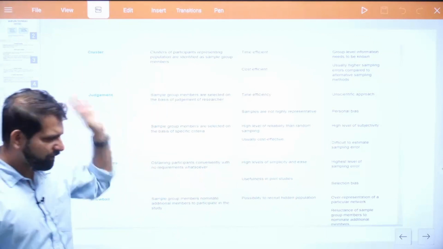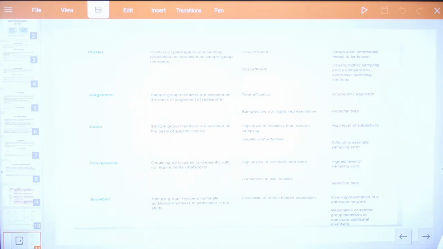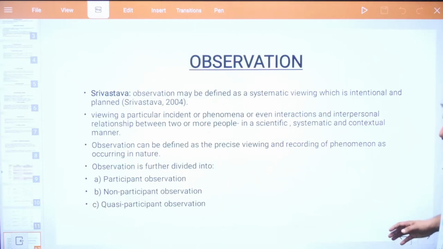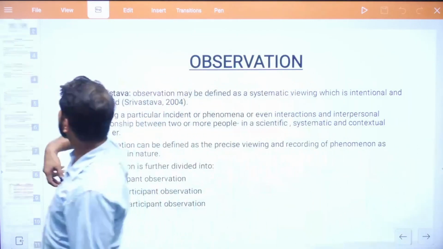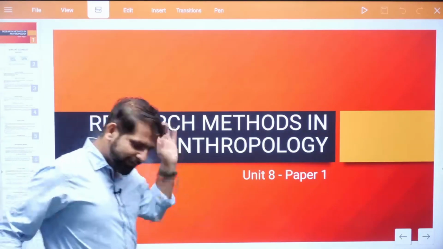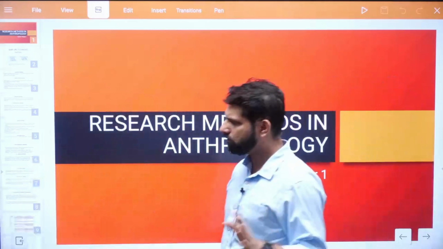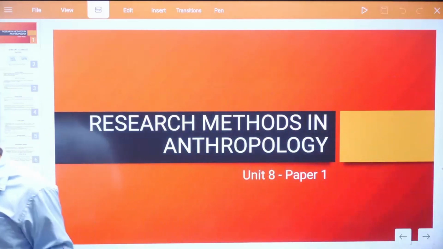So these are the sampling methods, very easy to understand and very easy to read. In a single reading, you will get to know. So now I am pretty sure that if anything from this topic comes, you will not lose marks at all. Whatever I have taught you, stick to that. Nothing else, nothing more is required. Just believe in that.